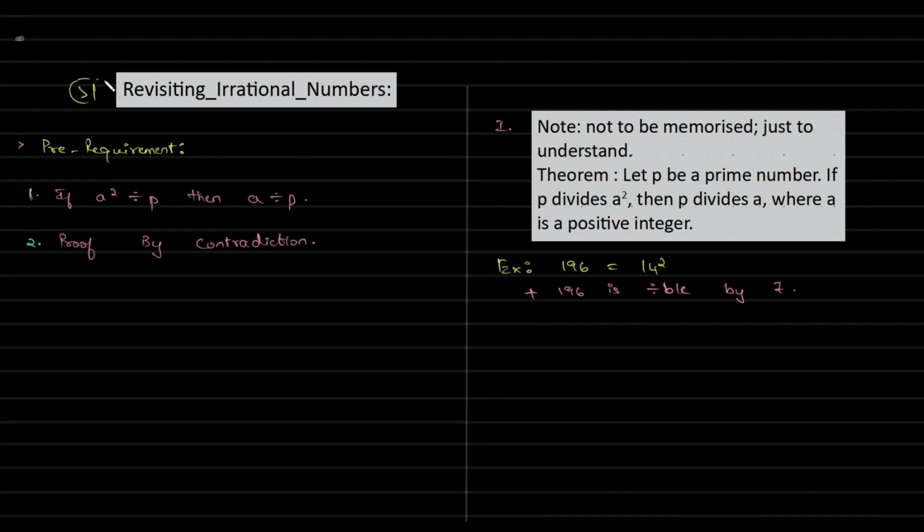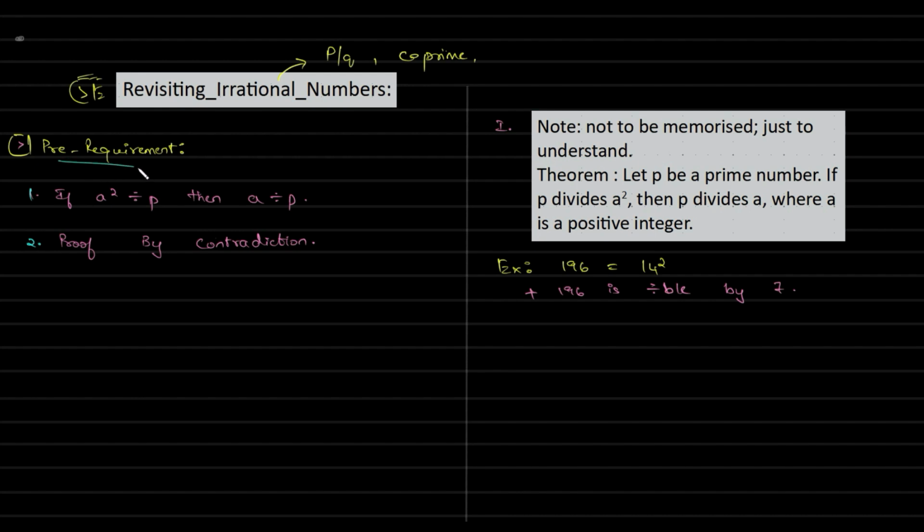Revisiting irrational numbers. Irrational numbers are the numbers which cannot be written in the form of p divided by q, where p and q are co-prime and q is not equal to 0. So all of these words you need to understand: the word co-prime, and irrational number itself. All of these words have to be clear, and you can learn this in your math basics.